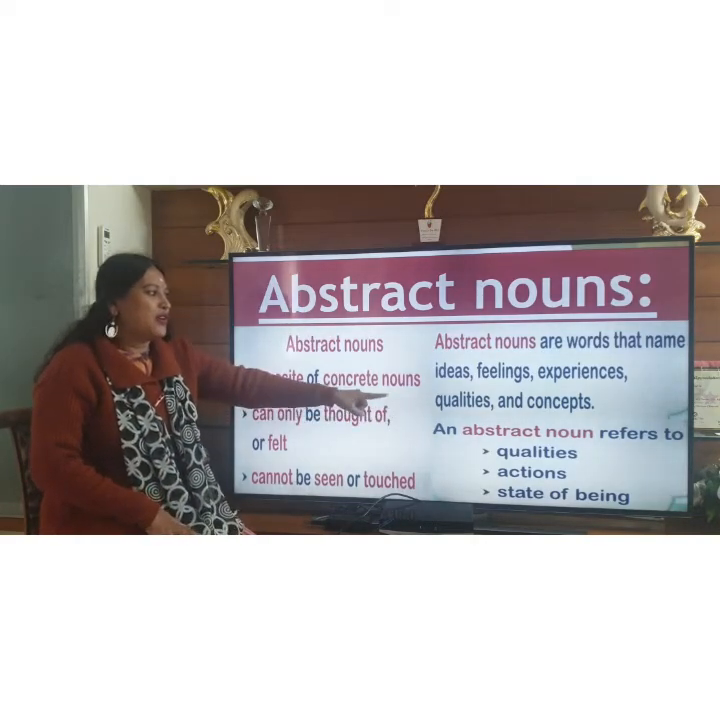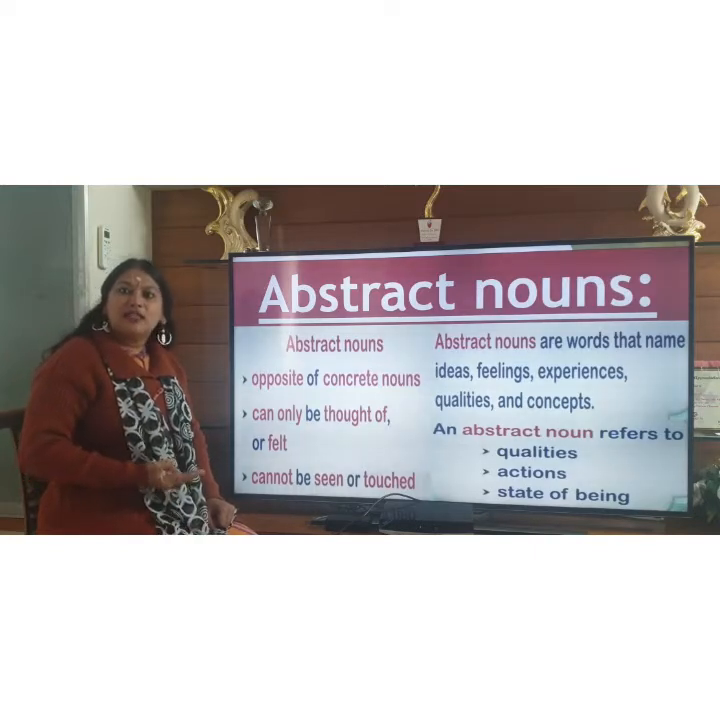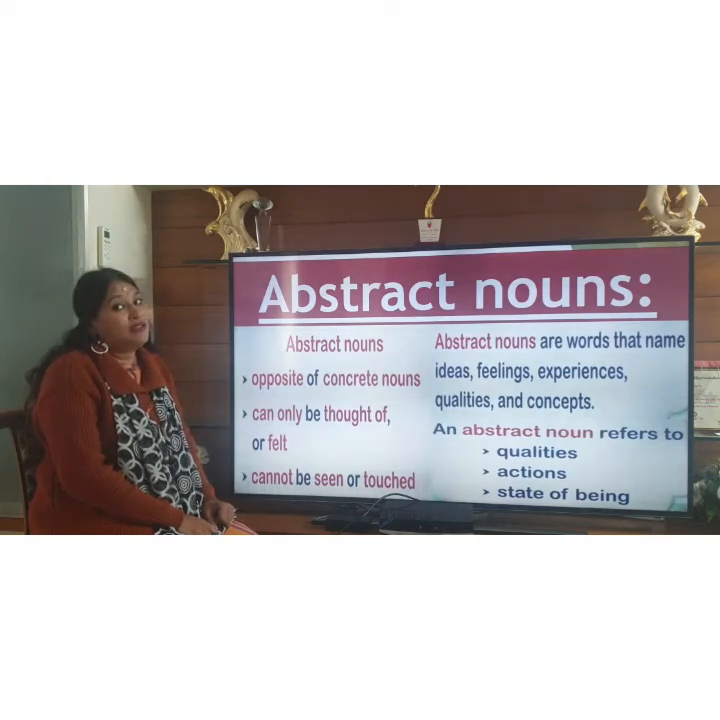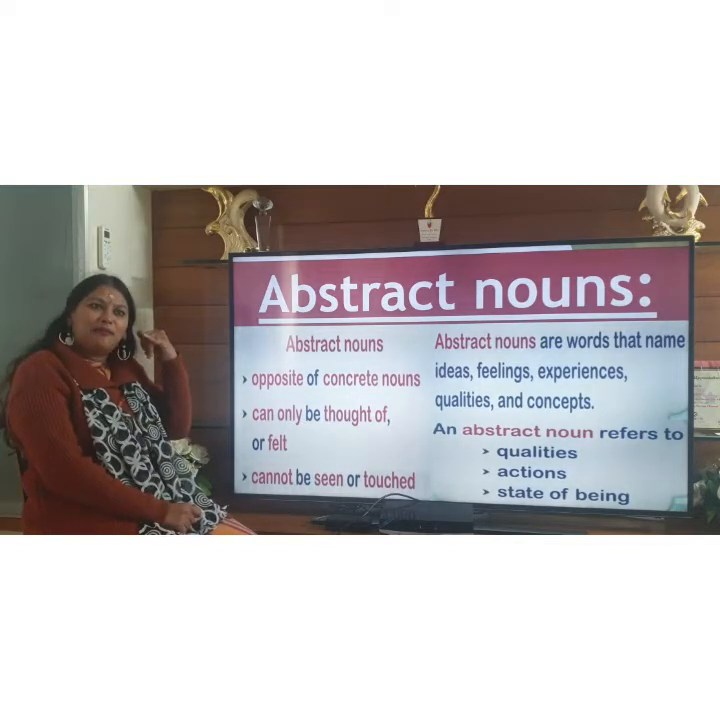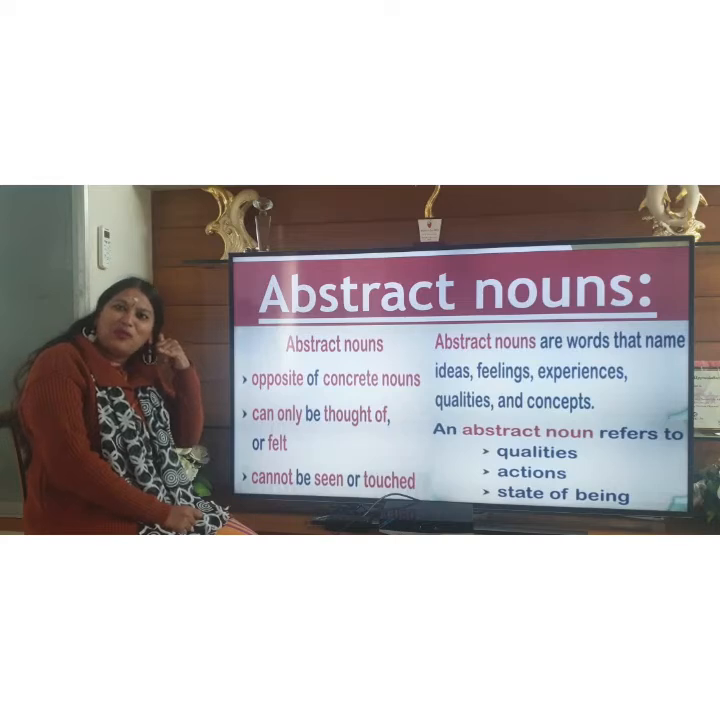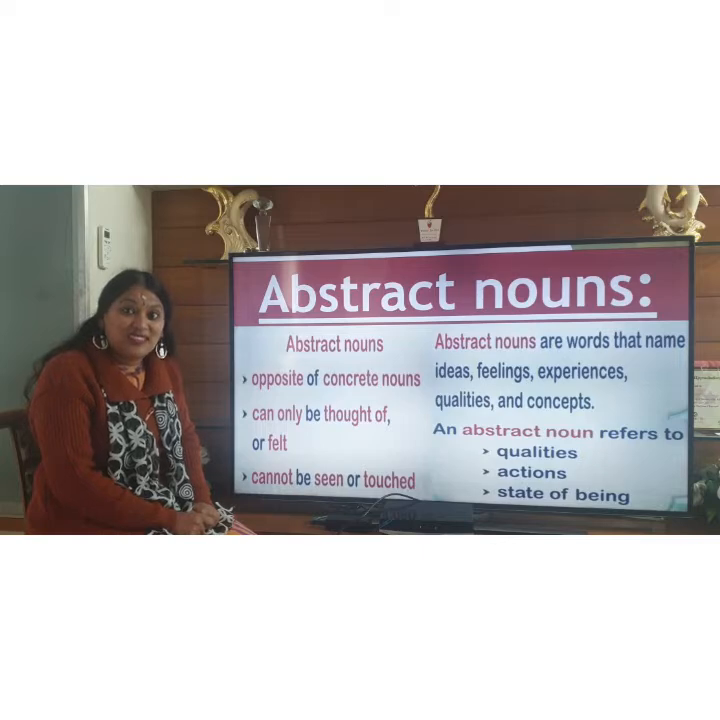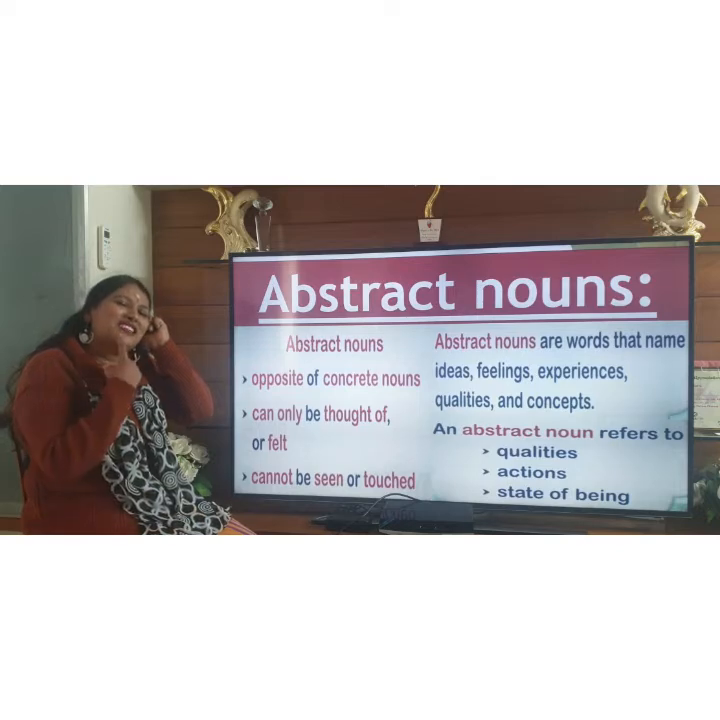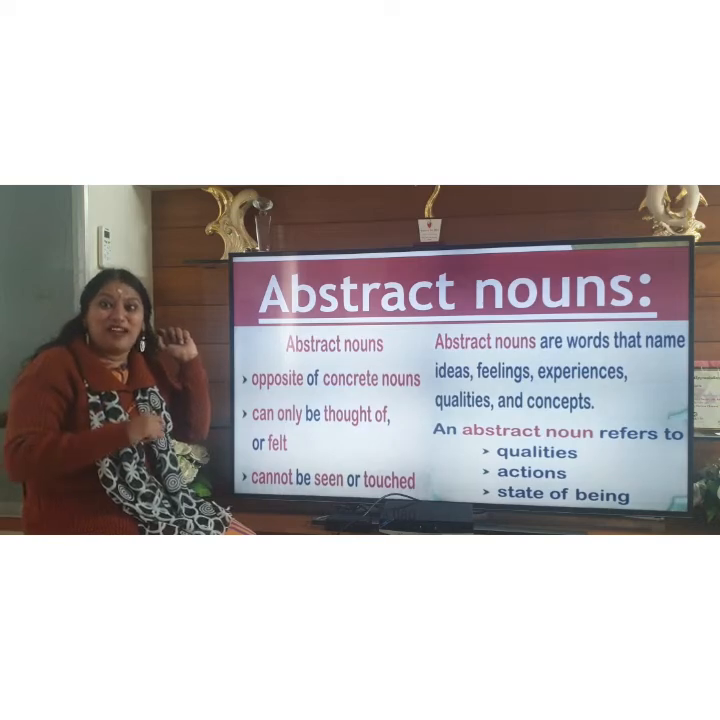Now, an abstract noun refers to qualities. Quality of a person. Actions. A state of being. What is state of being? State of being is when you see a person and he's very tired. You call a person at 12 p.m. and he'll say, hey, what's up? How are you? But if you call your friend at 12 a.m., hello, who's this? What is his state of mind? He's sleepy, right? That's the state of mind of a person.